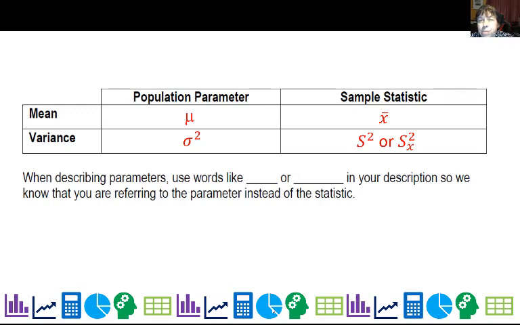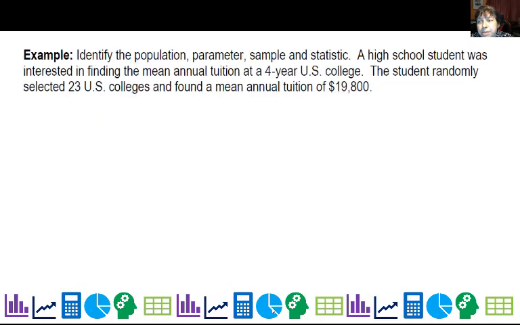When describing parameters, make sure to use words like all or true. That way we know you're talking about the actual parameter. If you are vague, we don't know if you're talking about the sample or the population. However, if you use the symbols, we know exactly which one you're talking about. So make sure you use the right symbol for the right number.